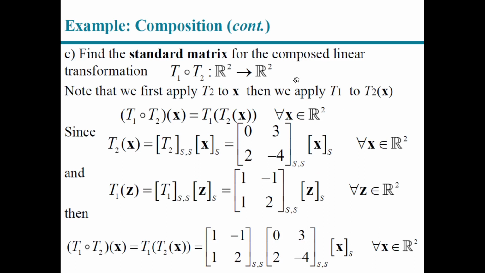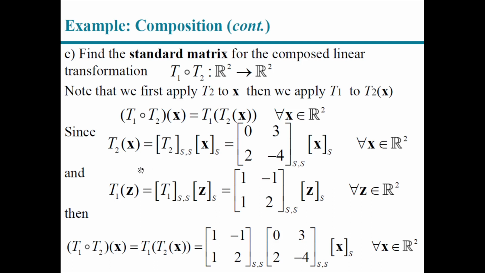Similarly, if I want to find a standard matrix for the composed linear transformation T1 circle T2, so it's different from the previous one. In this case, we apply T2 to the input from R2, so T2x, and then to this result, we apply T1. So you see the order, T2 is first, and then to the result, we apply T1. So that's what it means. T2 is applied first, and then to the result, we apply T1.